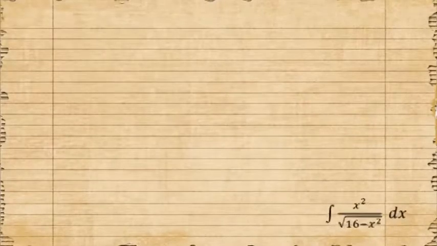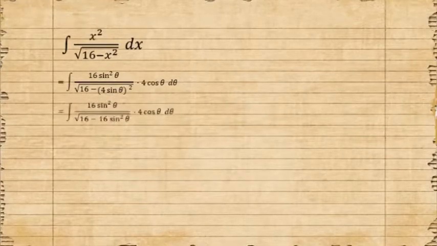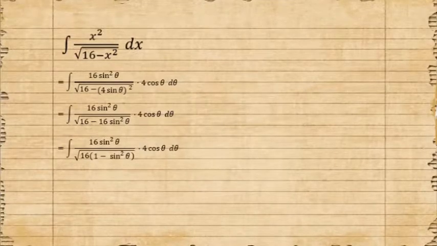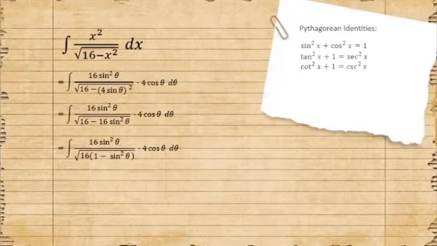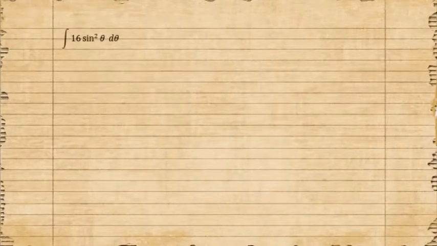We then arrive at the equation itself. First off, we should substitute the equations that we found into the main equation like so. Then, we square the 4 sine theta to get 16 sine squared theta. We factor out the 16 and square root the denominator. Then, based on Pythagorean identities, we find that 1 minus sine squared theta is cos squared theta. We should square root the cos squared theta to get 4 cos theta. These eventually cancel out. We're left with the integral of 16 sine squared theta with respect to theta.